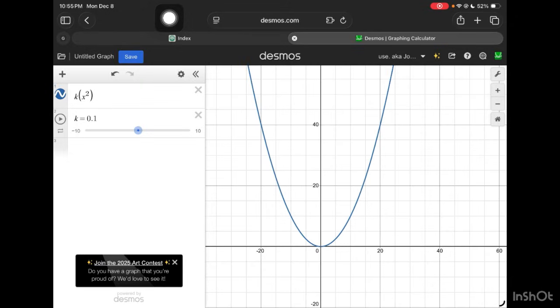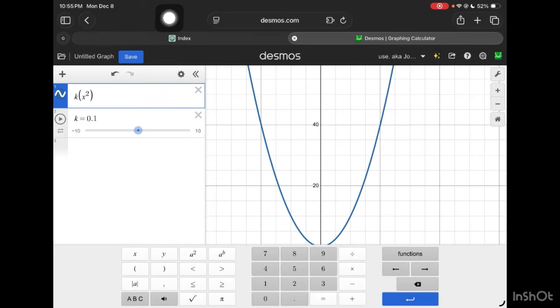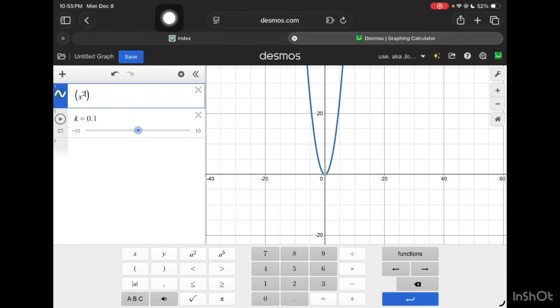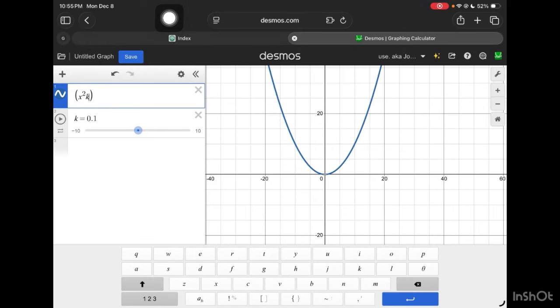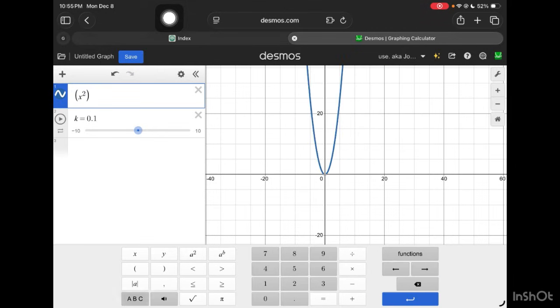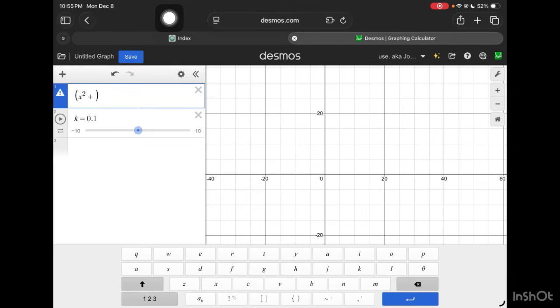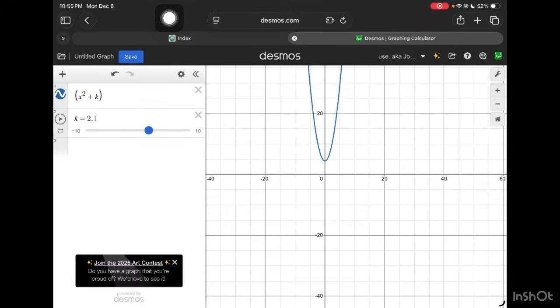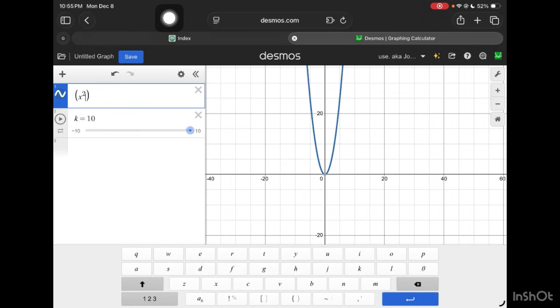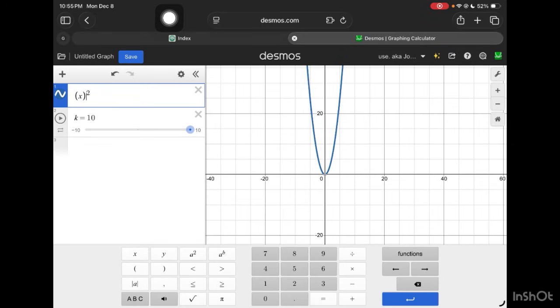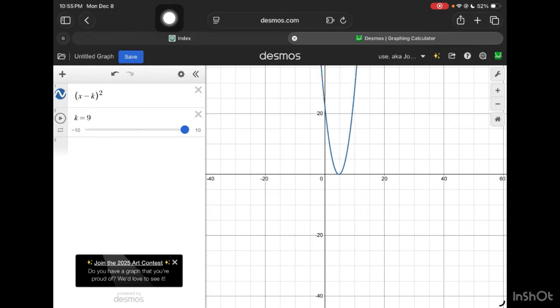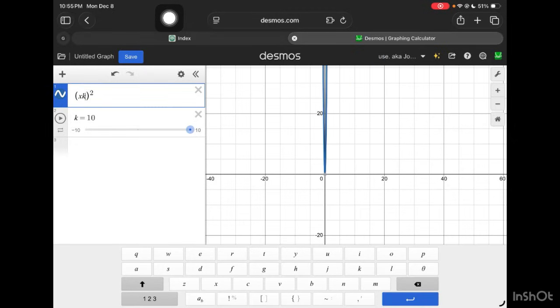So that's the three types of transformations. First we got the reflection, here, and then we got the left-right and up-down shifts, which is like this one, so this is up-down, and then this is, hold on, this is going to be left-right, there, left-right. And then lastly is the widening, which I just showed you.